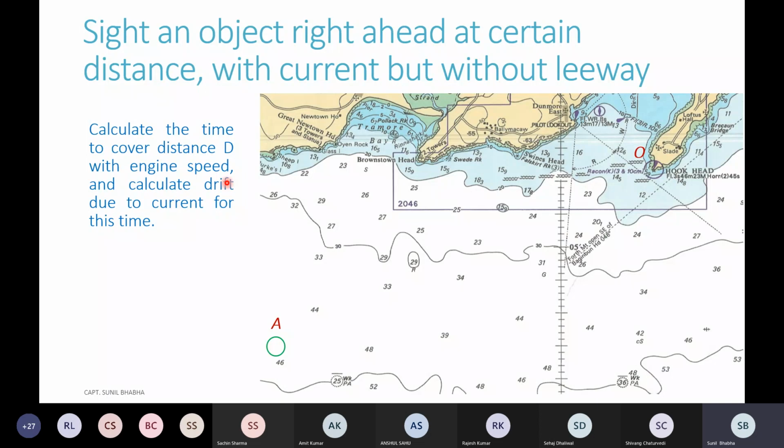Once the time is known, we now have to calculate the drift of the current. You see, the set and rate of the current is given to us. We know the rate, but we need to calculate the drift of the current. So drift is to be calculated for how much time? For the same time which we have just now.